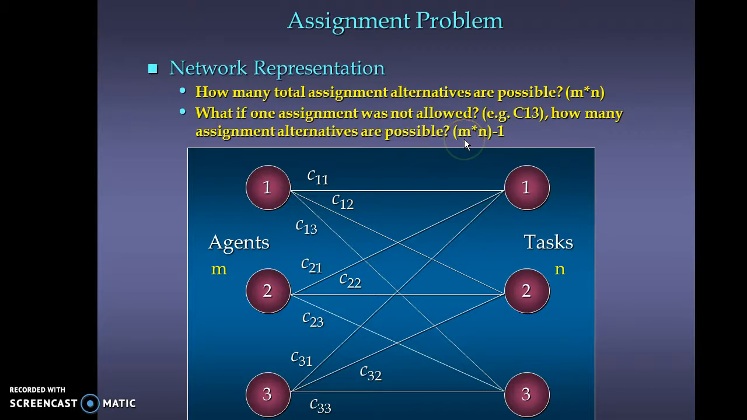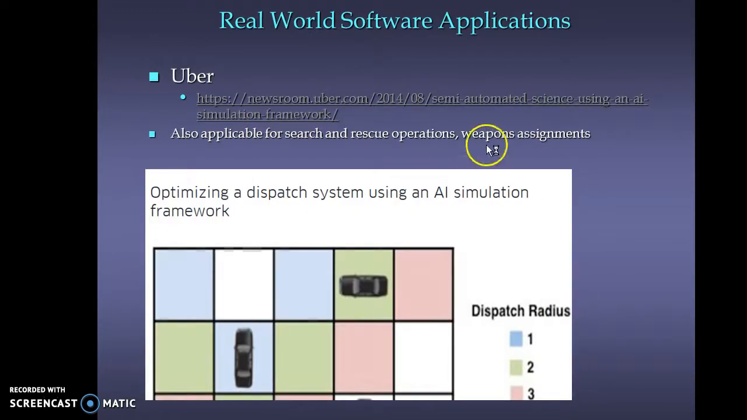And that would simply be M times N, which is 9, minus 1. Or if there were 2 that were not allowed, we would have m times n minus 2. So I wanted you to understand that concept, okay? All right, I always try and point out how things work in the real world.